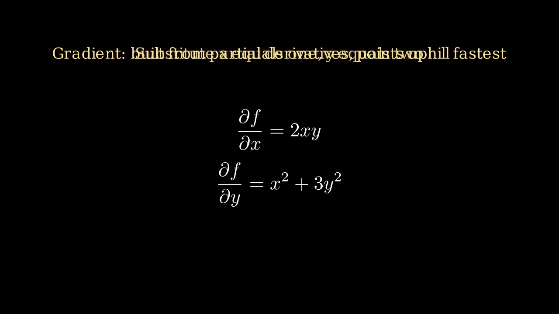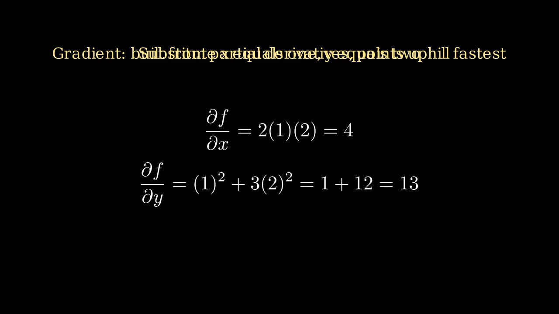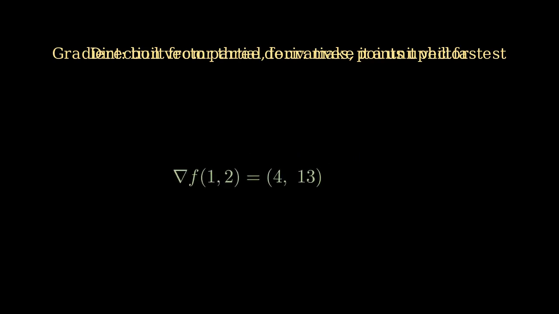Now we plug in x equals 1 and y equals 2. The first component becomes 2 times 1 times 2, which equals 4. The second component becomes 1 squared plus 3 times 2 squared, which equals 1 plus 12, which equals 13. So the gradient at this point is the vector 4, 13. Suppose we want the rate of change in the direction of the vector 3, 4.